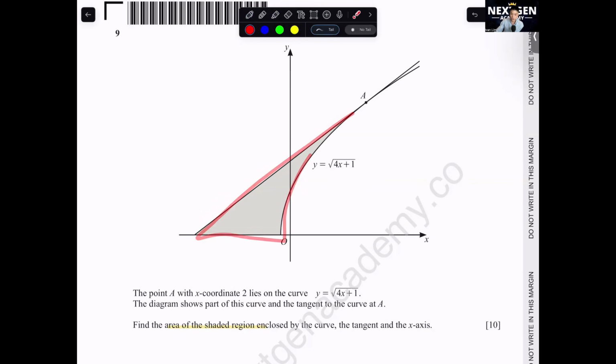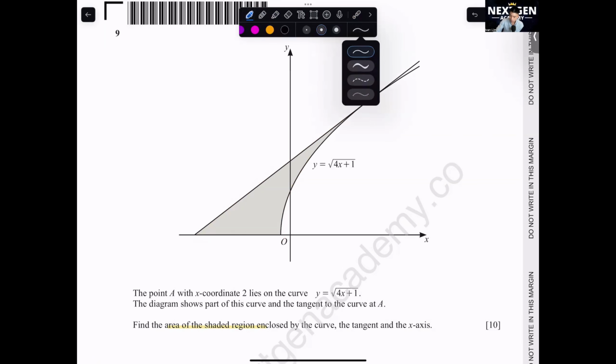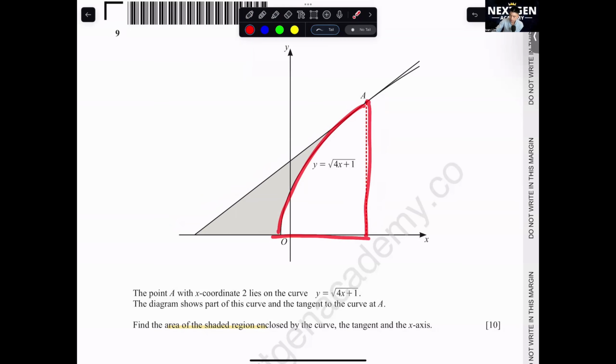For this type of question, first of all, we need to plan first. What do we want to do? To find the area, we can use this triangle minus the integral of this part from here to here. Got it? We plan backwards first, so we need to understand what we need to do.